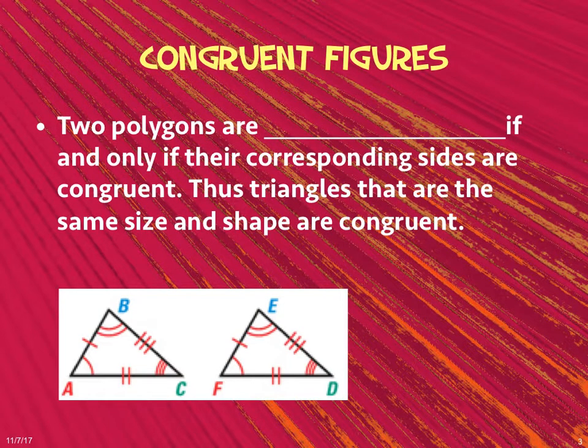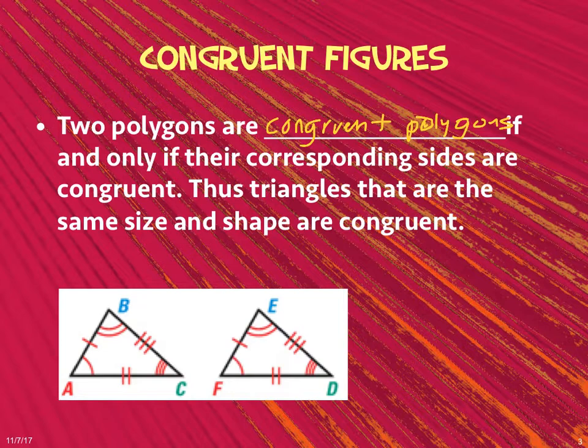So 2 polygons are congruent polygons if and only if their corresponding sides are congruent. Thus, triangles that are the same size and shape are congruent. So here we have 2 triangles that are congruent.